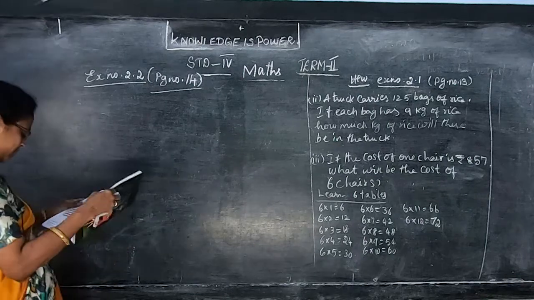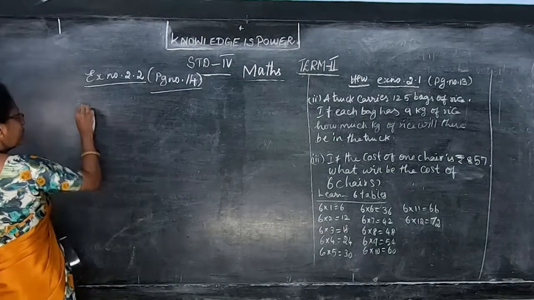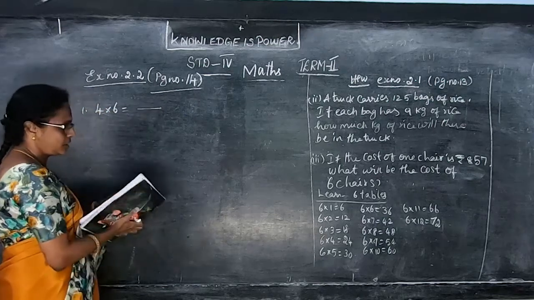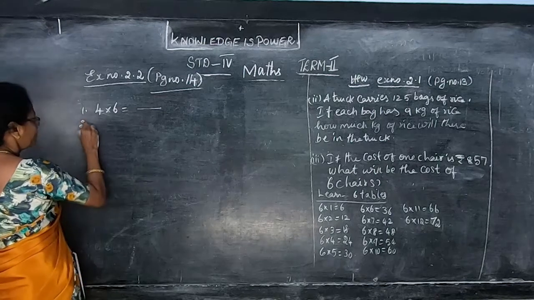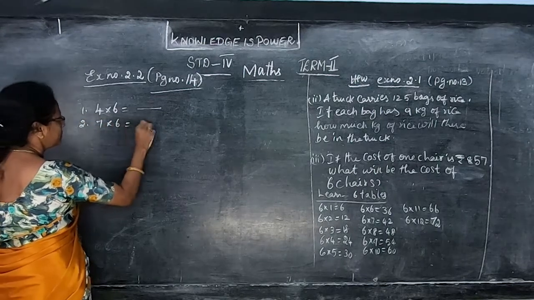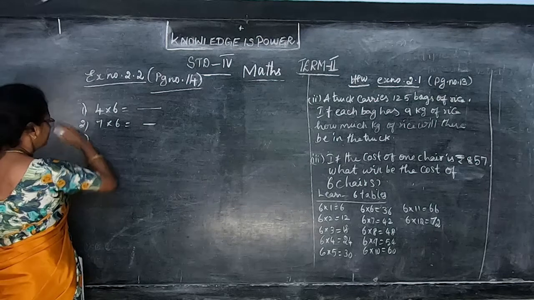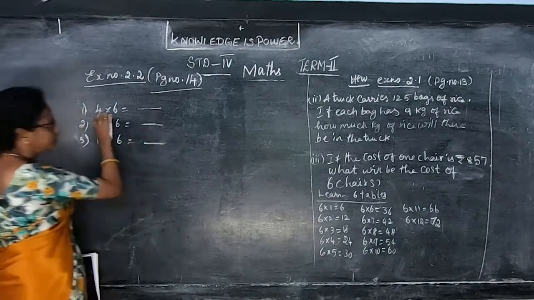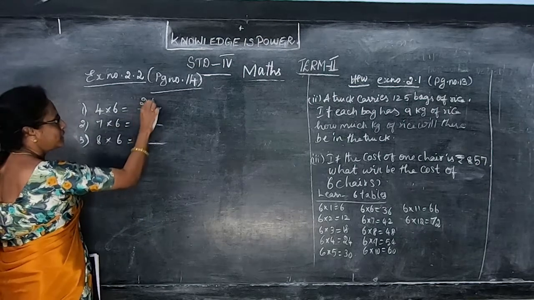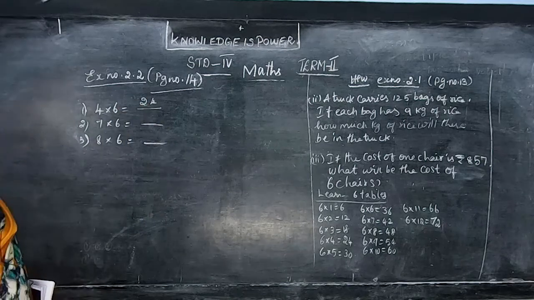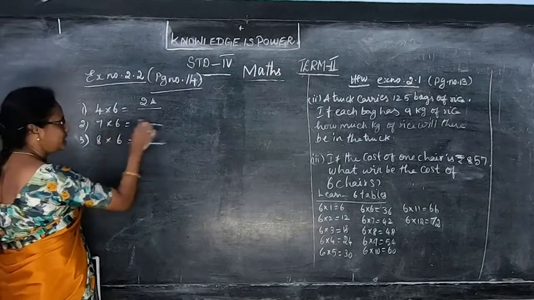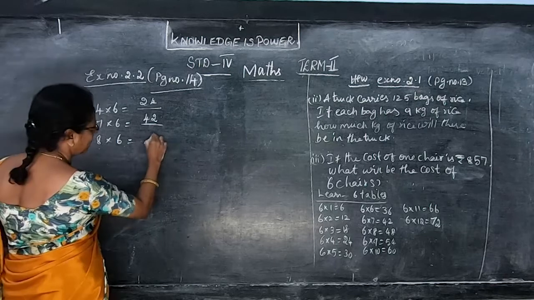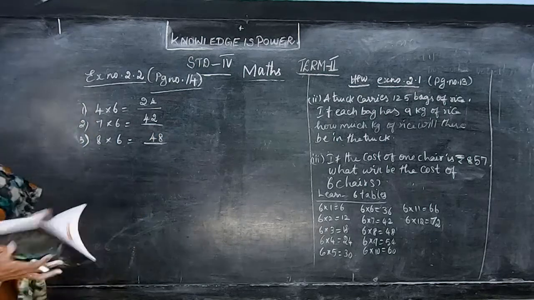Exercise 2.2, page number 14. They are given the first sum: 4 into 6 is equal to dash, and 7 into 6, then the third sum, 8 into 6. So you can see the tables. 4 sixes are 24, 7 sixes are 42, and 8 sixes are 48.